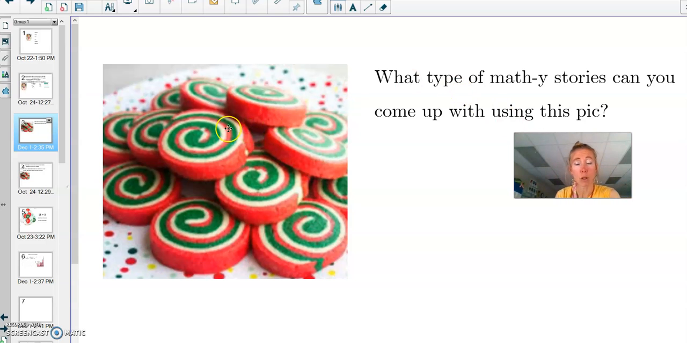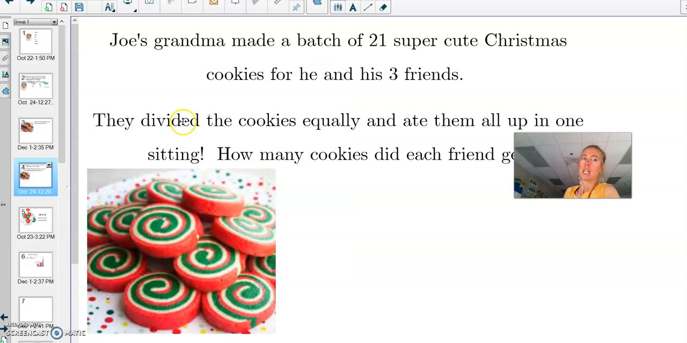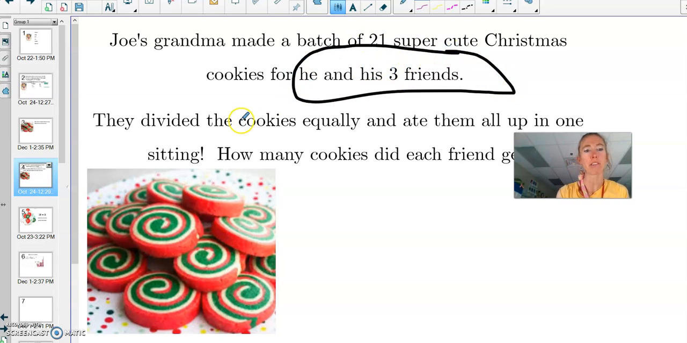If not, keep going in the video because I'm going to show you what the situation that I made up actually is. Okay, it's about Joe and his grandma. And Joe's grandma made a batch. I mean, grandmas are so nice. This grandma made the cookies. Man, how nice is that? She made a batch of 21 super cute Christmas cookies. Look at those. Aren't they beautiful? Super cute Christmas cookies for he and his 3 friends. Yeah. So it's not just for him, but it's for him and his 3 friends.